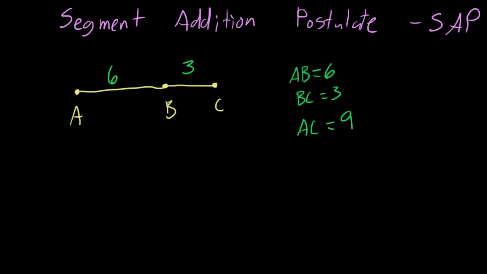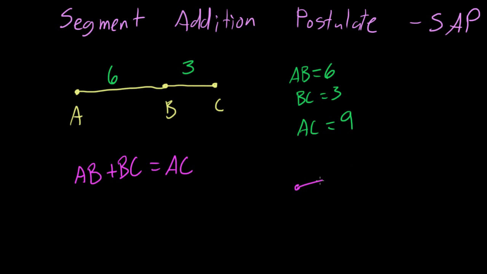So the segment addition postulate actually says if B is between A and C, which we see that it is, that we can do AB plus BC equals AC. We can add up the two parts, and it's equal to the whole thing. That's the segment addition postulate. This one's going to be with us for several chapters to come. The segment addition postulate says we can add two segments, and it equals the whole thing.